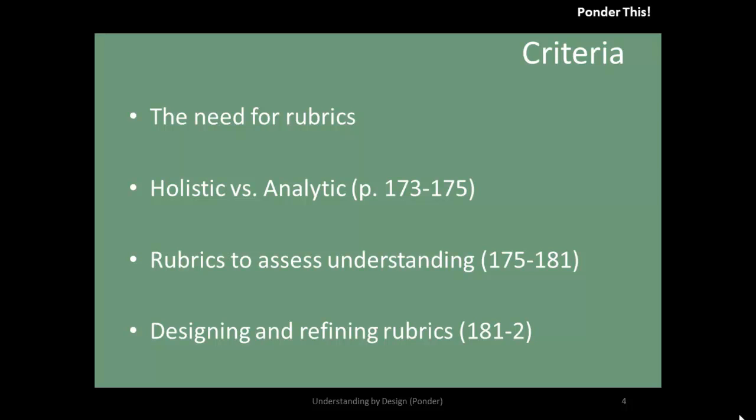I highly recommend pages 178, 179, because they give a list of descriptors that fit each of the 6 facets as well. So it's a good dry run if you've never made a rubric before, or you feel like your rubrics are not up to par, especially after reading these chapters. So then they give a list of steps for designing and refining rubrics, and there's a very important piece that comes in here that I really like to stress, and that is that you should have examples for students as well.